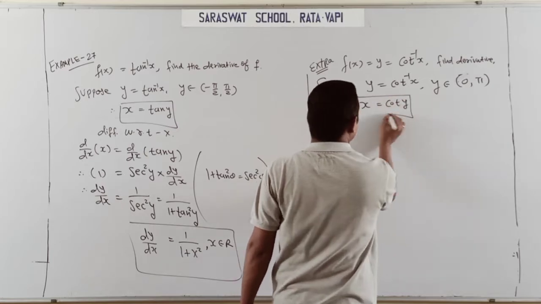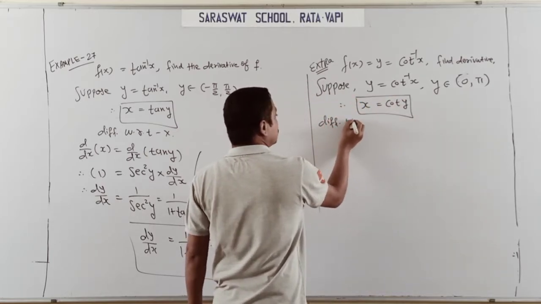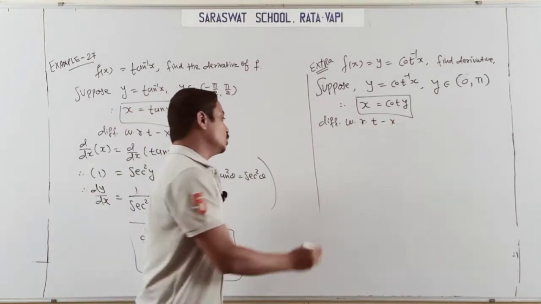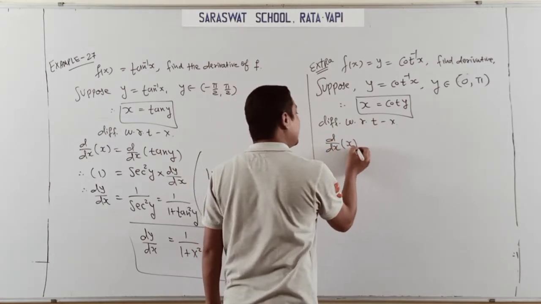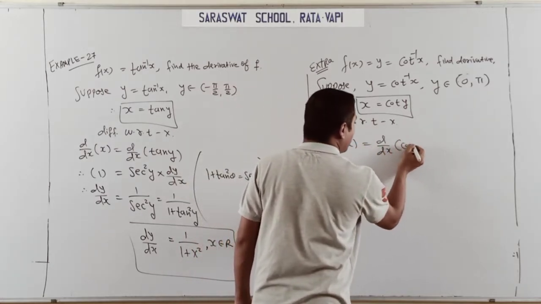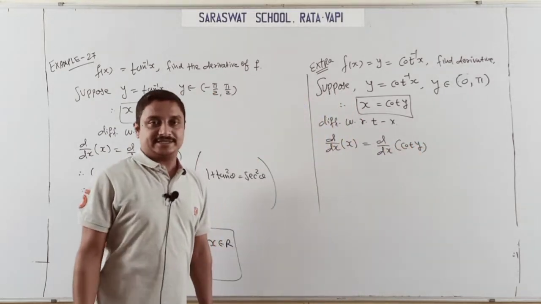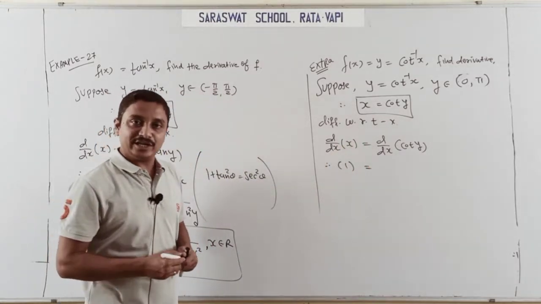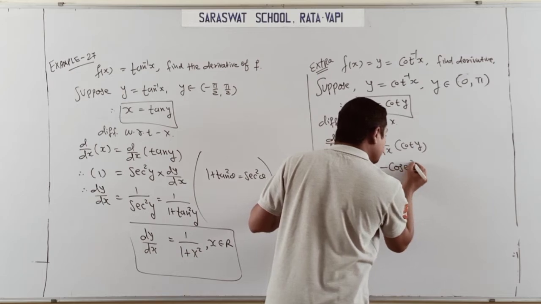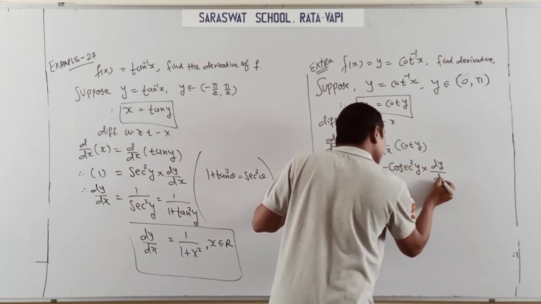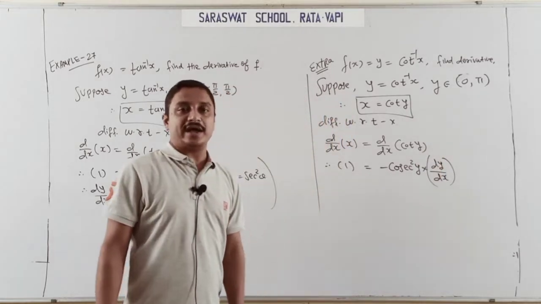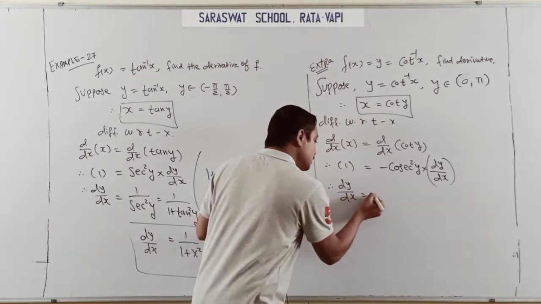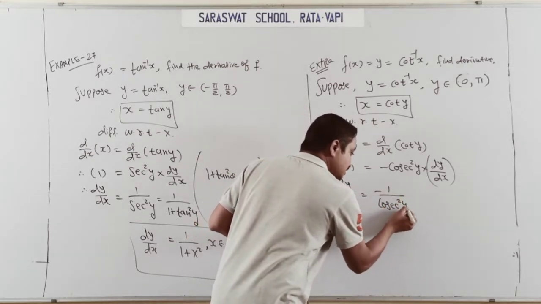So x is equal to cot y. Now start differentiation with respect to x. So d by dx of x, d by dx of cot y. Yes, very easy. Here 1, and what is the cot derivative? Minus cosec square y, and the y derivative with respect to x is pending according to the chain rule. So what is dy by dx? Minus 1 by cosec square y.